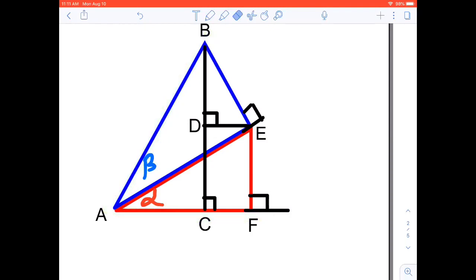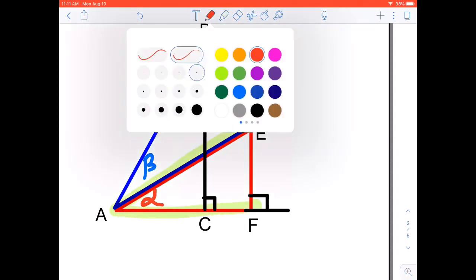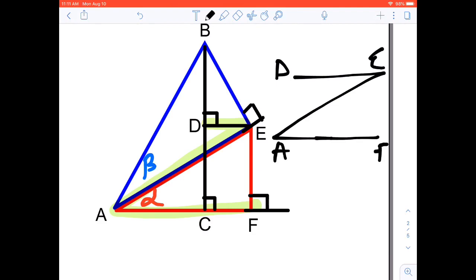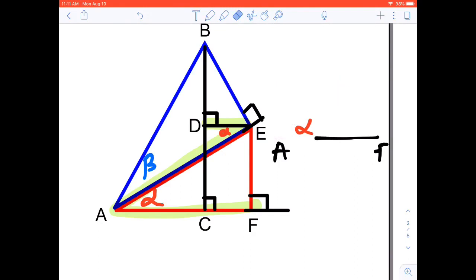All right, here we go. If I highlight D, E down to A and F, and I redraw it to the side, so D, E, A, and F. Well, I have marked that this angle is alpha. This angle would also have to be alpha by alternate interior angles. So I put it back in. It's angle DEA. DEA is also alpha by alternate interior angles.